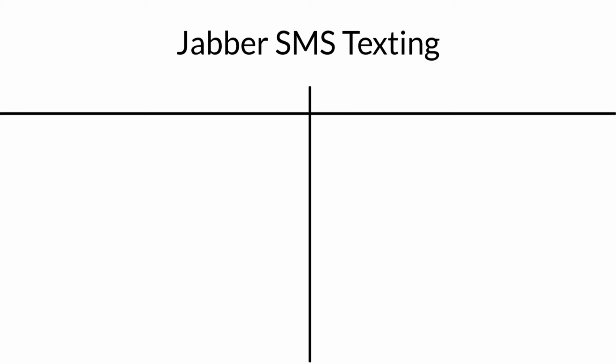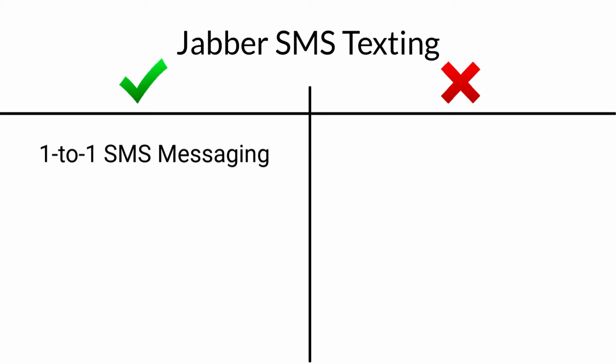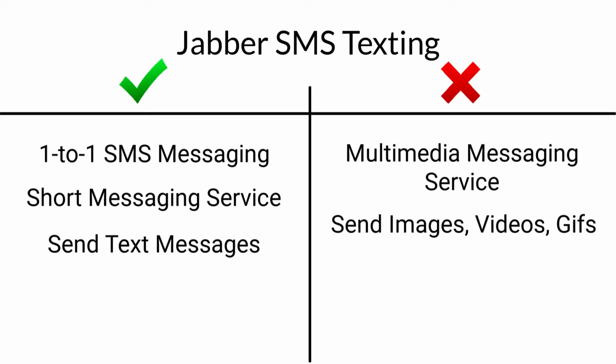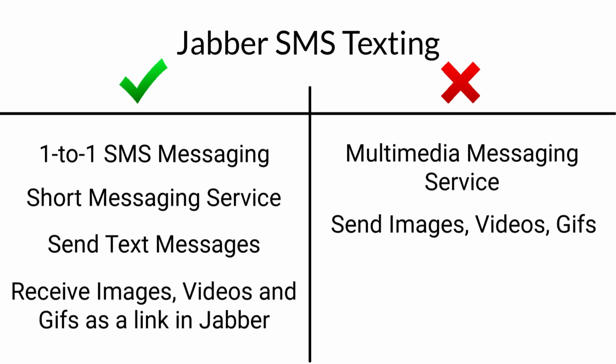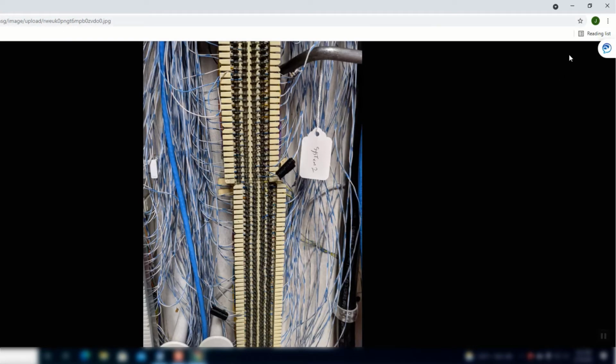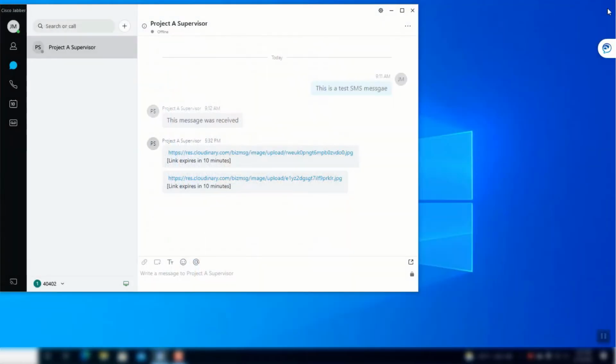The first thing I'd like to do is explain what this service is and is not. With Jabber SMS, you can send one-to-one direct SMS messages. SMS, not MMS. This means that you can send text messages, not images, not videos, not GIFs. You can receive images, videos, and GIFs, but they will be sent to you as a link. You can go to the link to view or download whatever was sent. If you don't open the link within 10 minutes of it being received, the link expires and the media is no longer available.